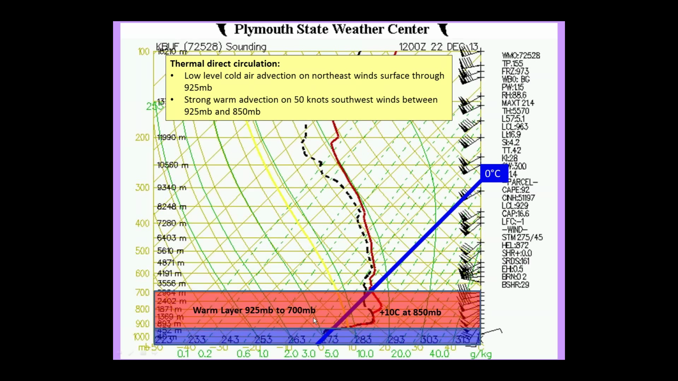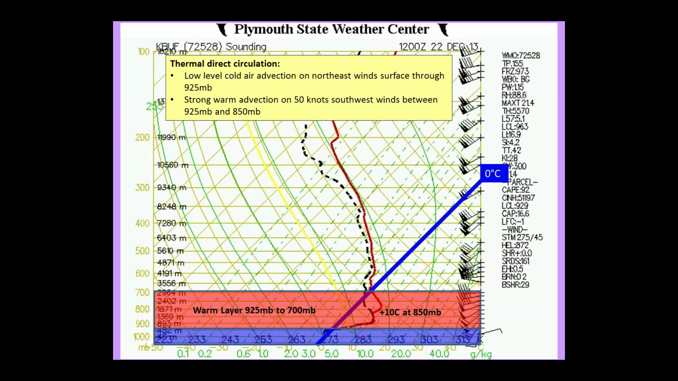And as you go higher in the atmosphere, you have that warm layer from about 925 millibars to 700 millibars. So, in other words, just a very deep layer of very warm air where the temperature actually went above freezing by about 10 degrees Celsius, and then around 700 millibars went back below freezing.